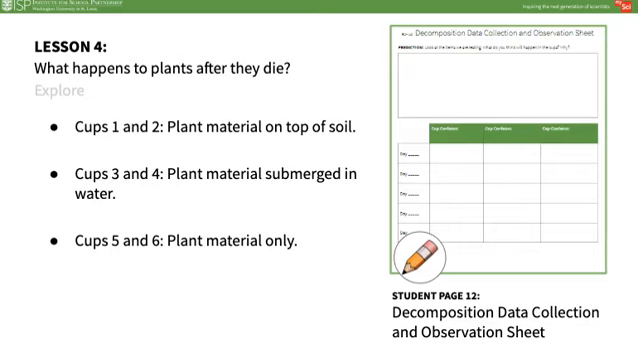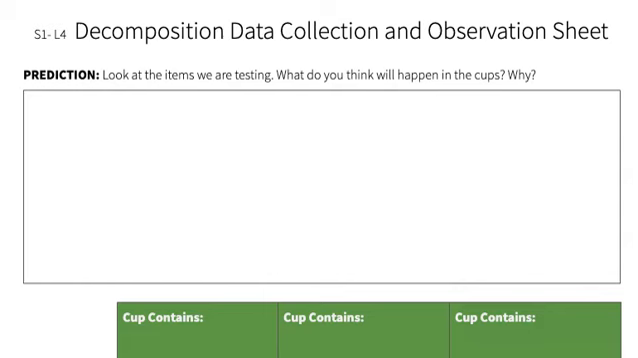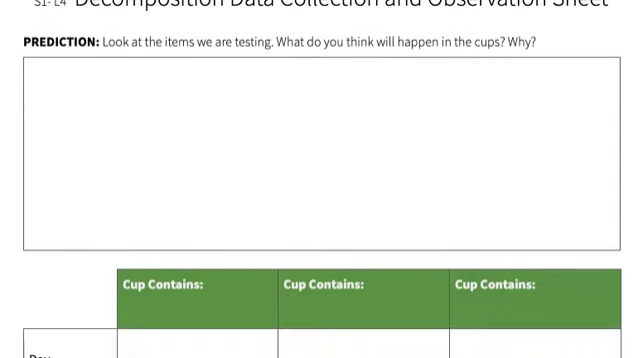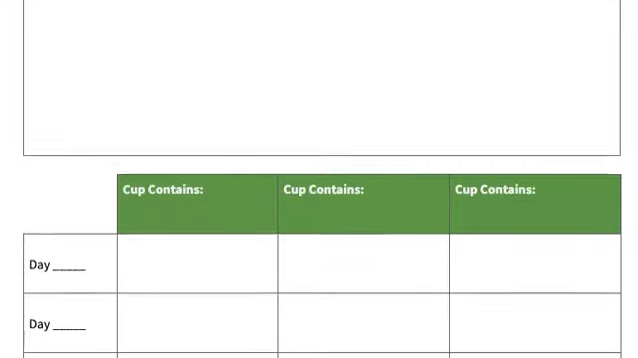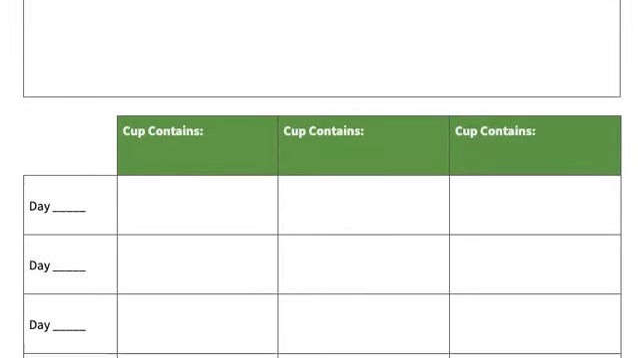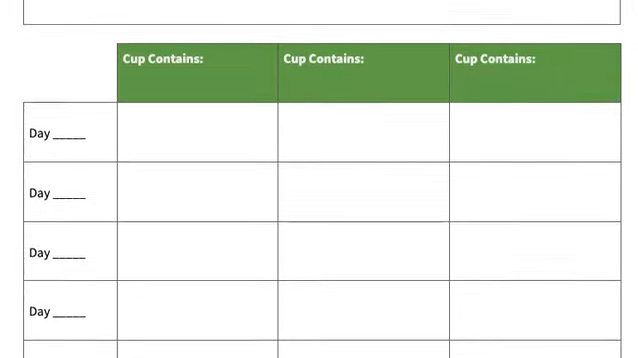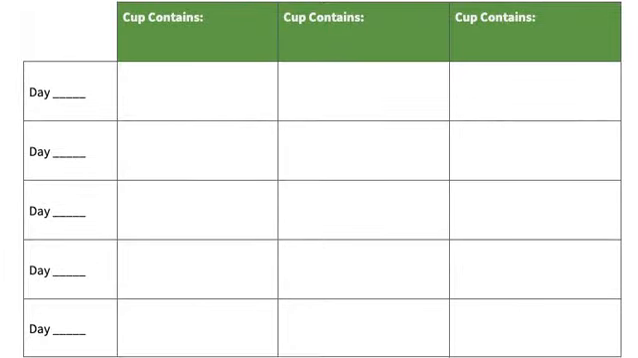Have students cover the cups in plastic wrap and secure the top with rubber bands. If possible, place the cups in a warm area. Have students predict what they think will happen in their journals. Students should observe the cups and record data every 2 or 3 days on their decomposition data collection and observation sheet. Refer to the curriculum for additional directions and a helpful tutorial.